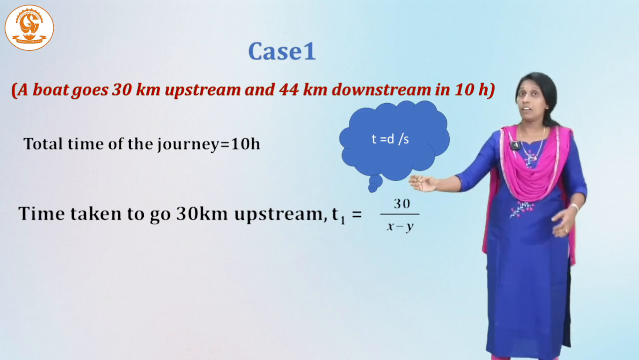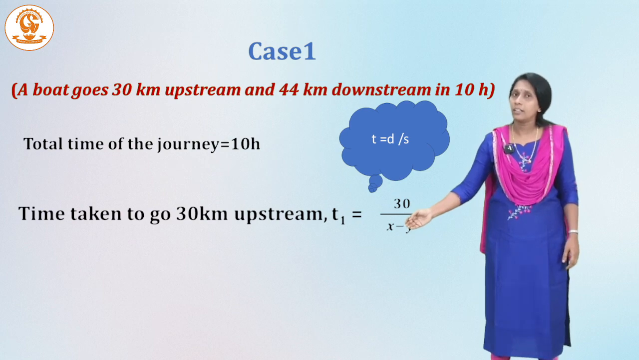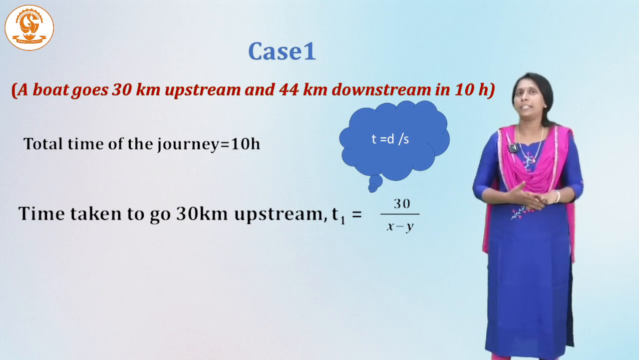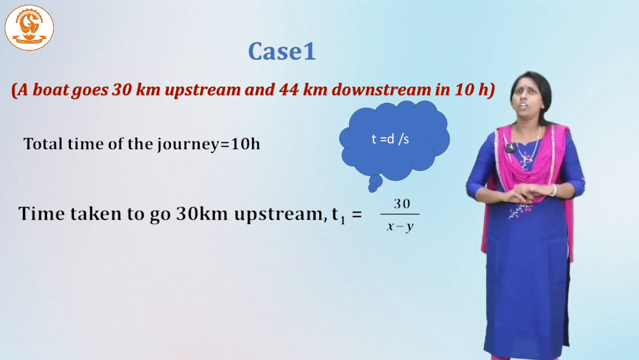Distance covered in upstream, isn't it? And what is the meaning of this x minus y? Speed upstream. Oh, okay, so distance by speed gives time. So let T1 be the time taken to go 30 kilometer upstream. Similarly, can you find the time taken to go 44 kilometer downstream?